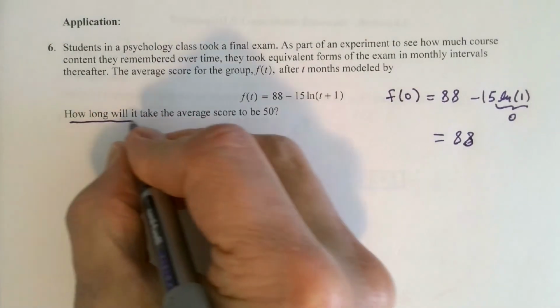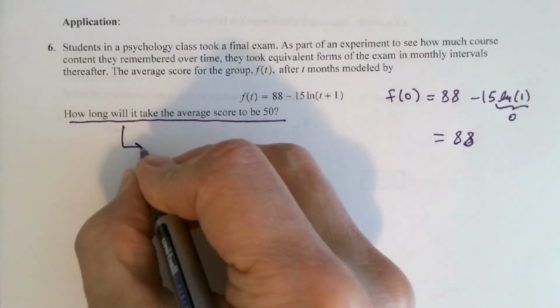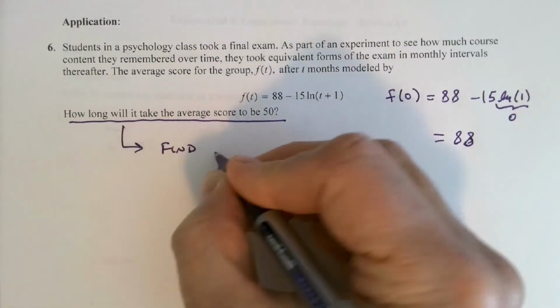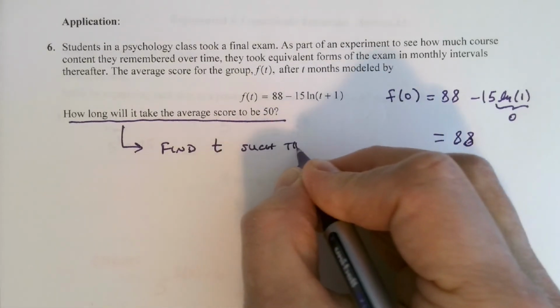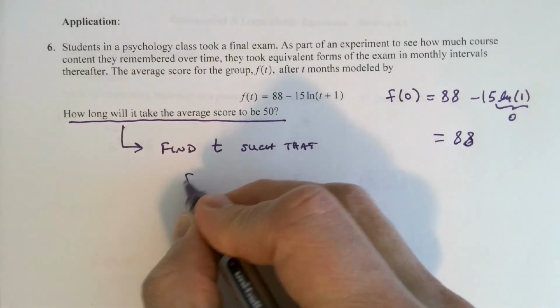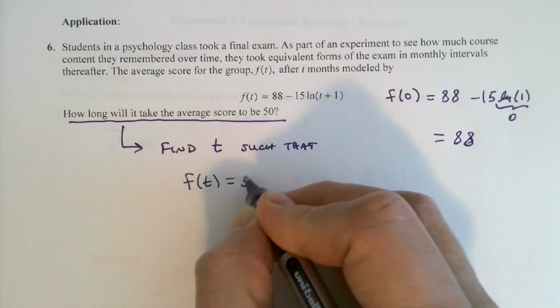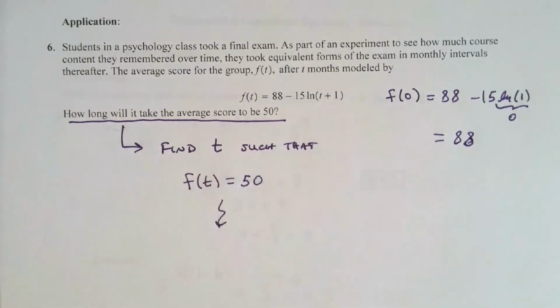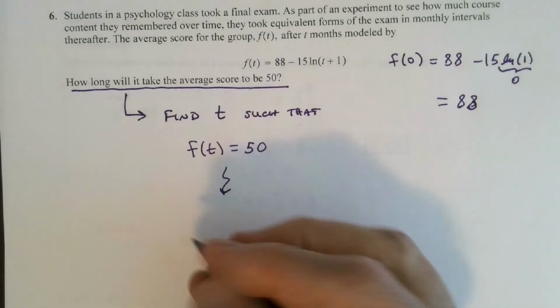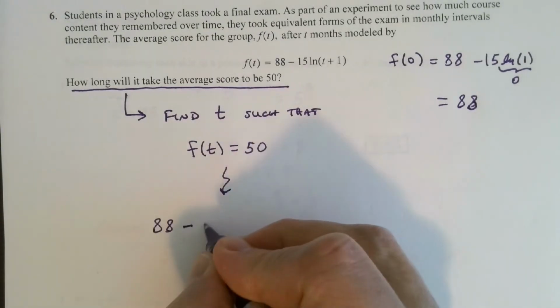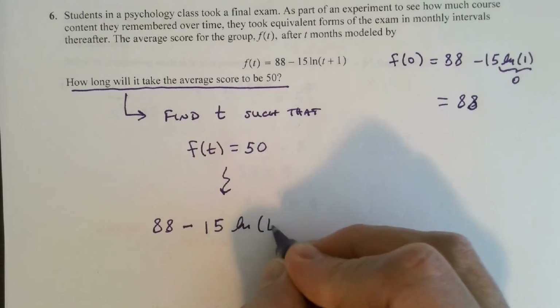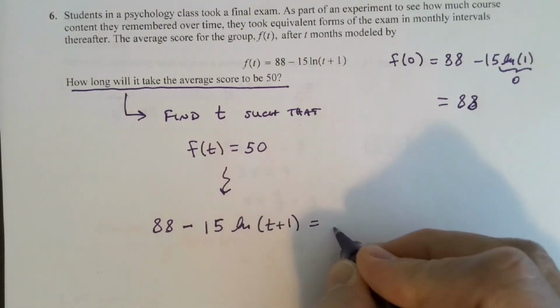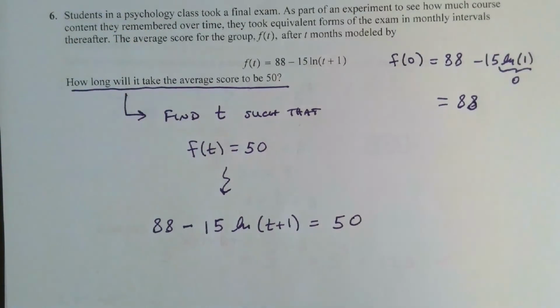So how long will it take the average score to be 50? We want to find the value of t such that f of t is 50. So I want to solve the following equation. f of t, which is 88 minus 15 natural log of t plus 1, is 50. So I want to solve this equation.